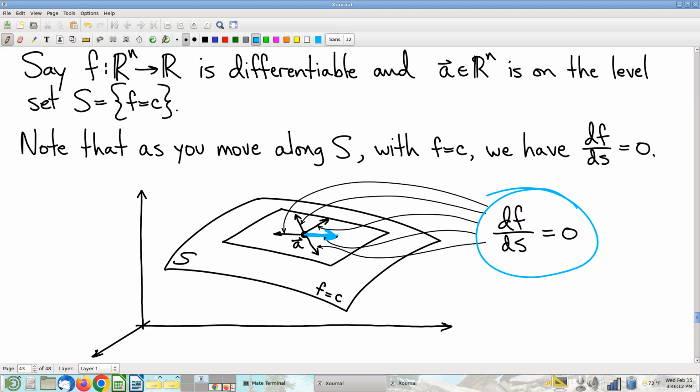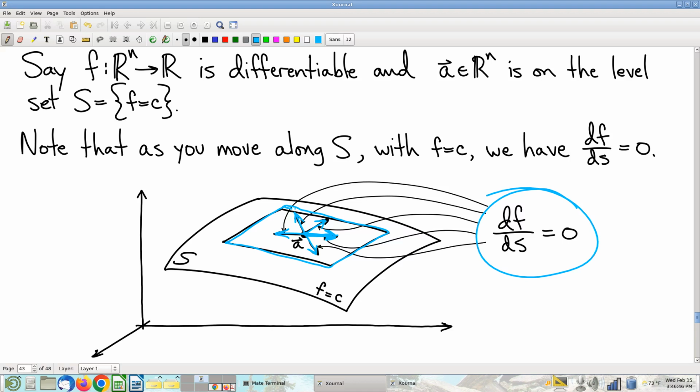But that was just some arbitrary tangent vector. I could make the same statement about that tangent vector or this tangent vector or any tangent vector. In fact, any vector parallel to this tangent plane. This is an entire plane of tangent vectors, and as an ant moves in one of those directions, I remain on the surface where the function is constant, and the function is therefore not changing. This derivative is always 0.